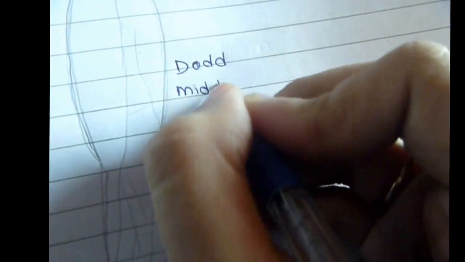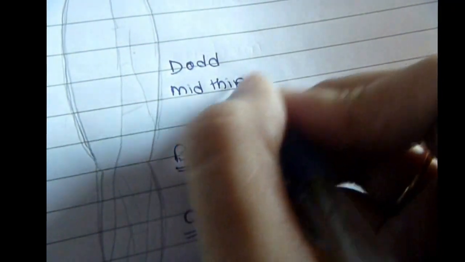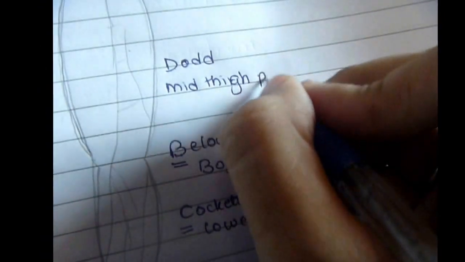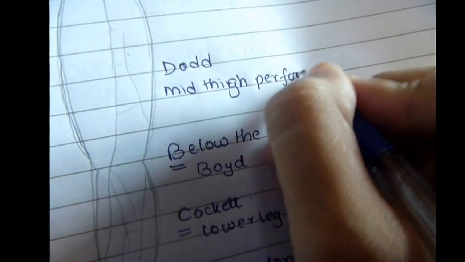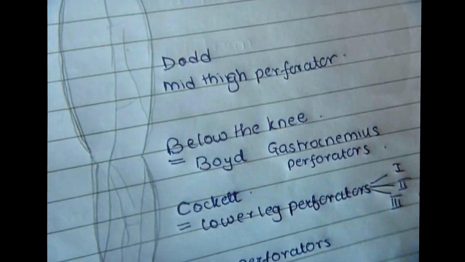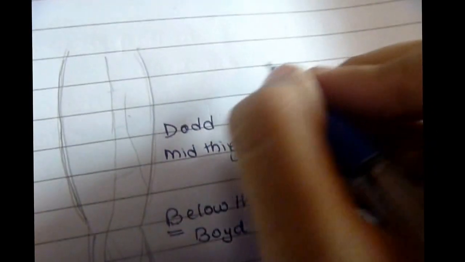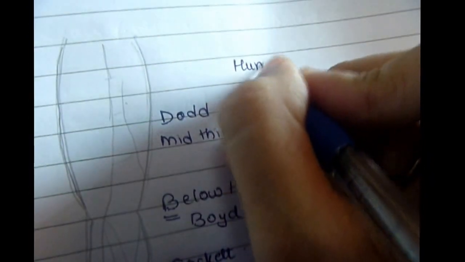Then we come to D, and D is for Dodd, mid-thigh perforators of Dodd. You can remember dude and then go Dodd if you have difficulty remembering. And there's also an extra perforator called Hunter's perforator in the thigh.